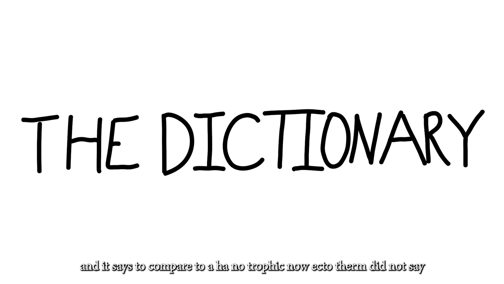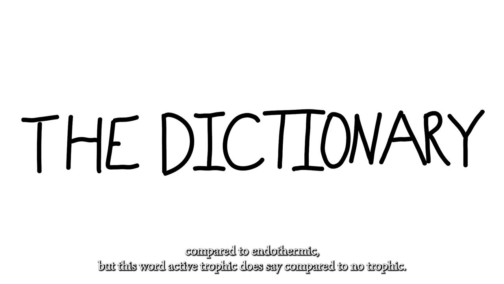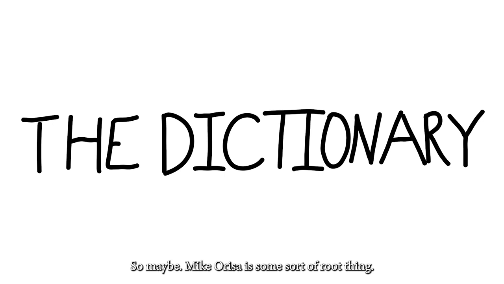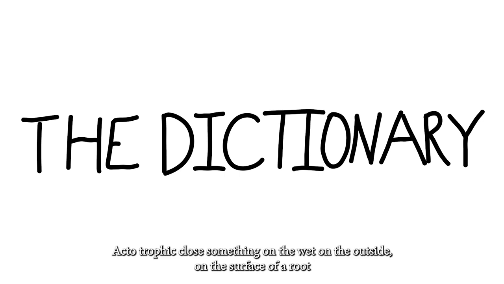Now, ectotherm did not say compare to endotherm, but this word ectotrophic does say compare to endotrophic. So that would probably be something not on the surface of the root, but maybe on the inside of the root. So maybe mycorrhiza is some sort of root thing. Almost sounds like a fungus, maybe. I don't know. But yeah, ectotrophic. Something on the outside, on the surface of a root.